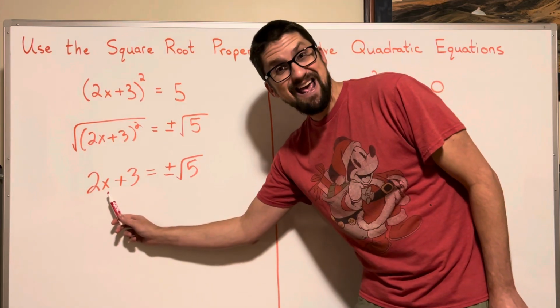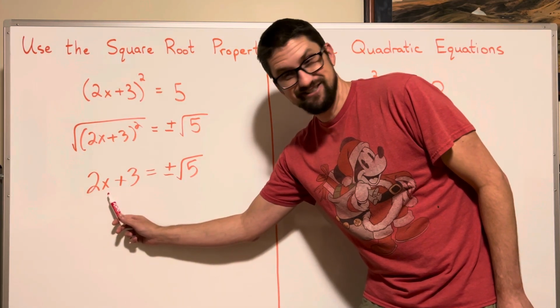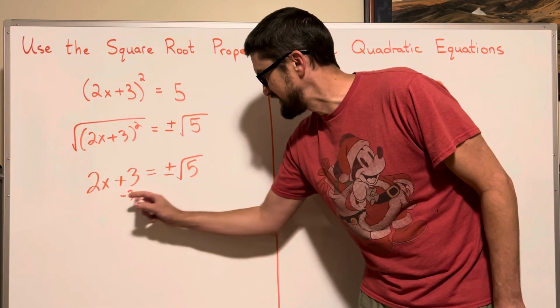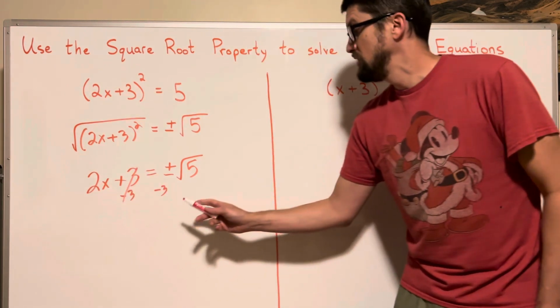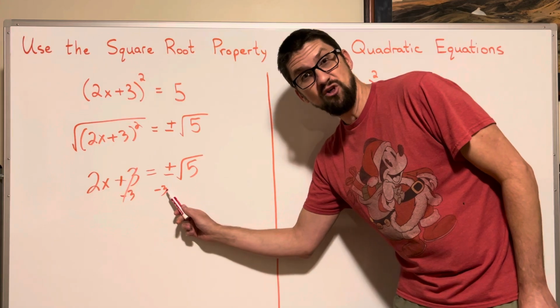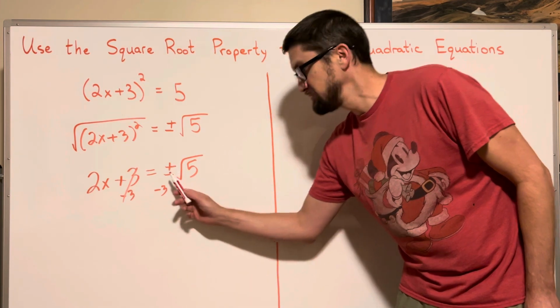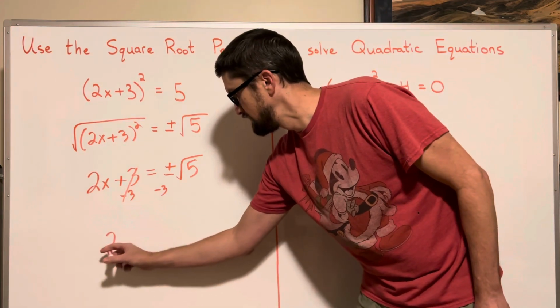Now we need to get x by itself. So we're going to get rid of the plus 3 here first. We're going to subtract 3 on both sides. When I subtract 3 on the right-hand side, I'm going to put it in front of the plus or minus sign.